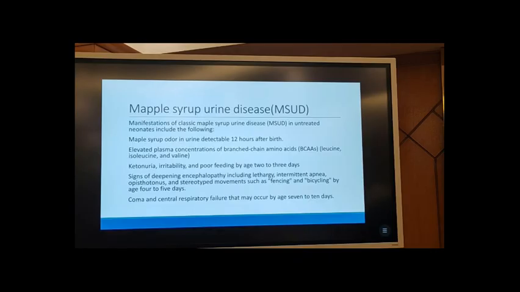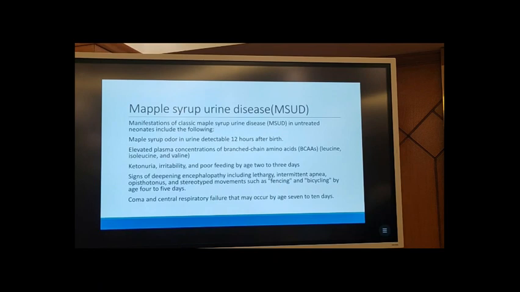Because his levels were very high, he was dialyzed. When the level is above 1200, we have to dialyze the patient and give him valine and isoleucine, and cut the leucine because it is the most neurotoxic.